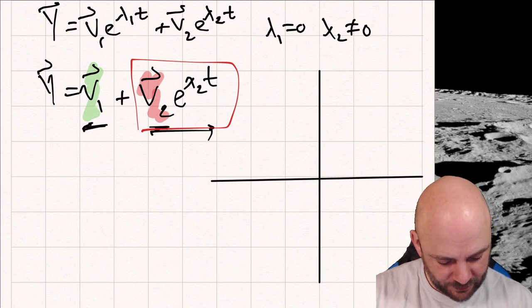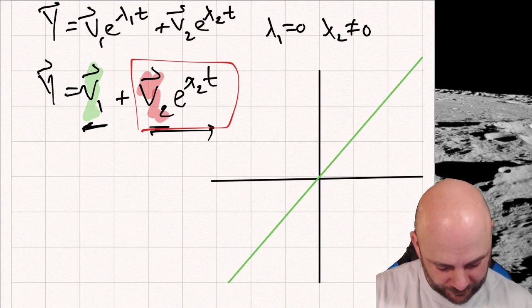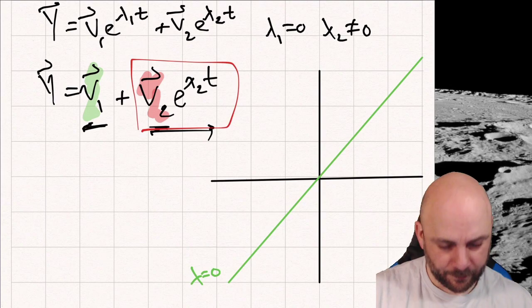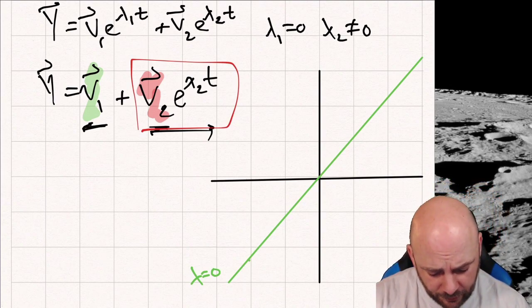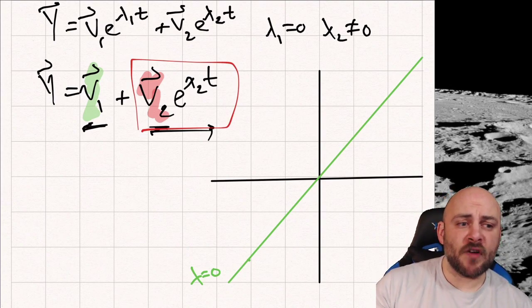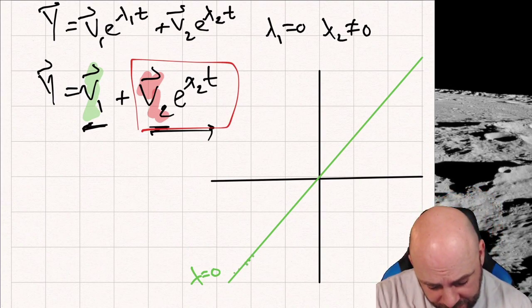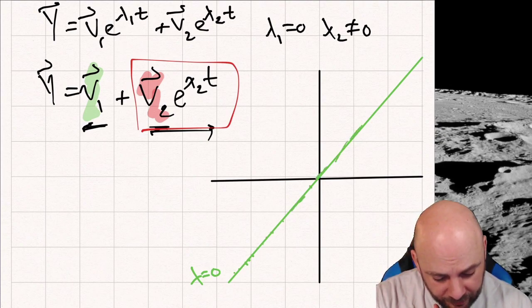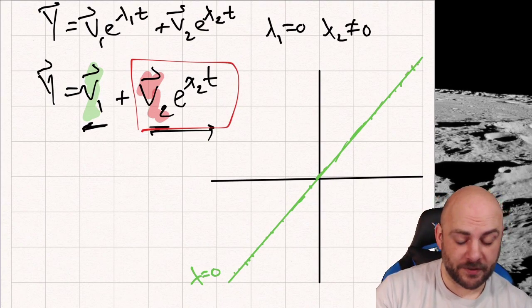This one is associated with the eigenvalue equals 0. Lambda equals 0. Now, what that's telling me is that if I start on this, I don't actually move anywhere on this straight line. So every single point on this line is an equilibrium. Doesn't matter where you start.